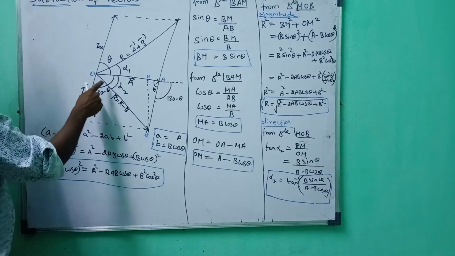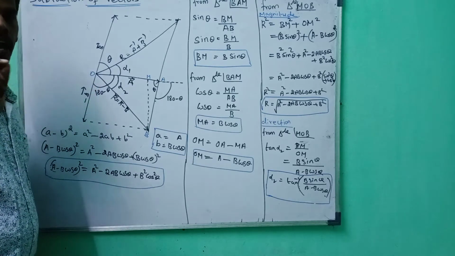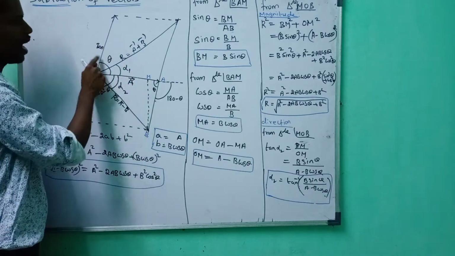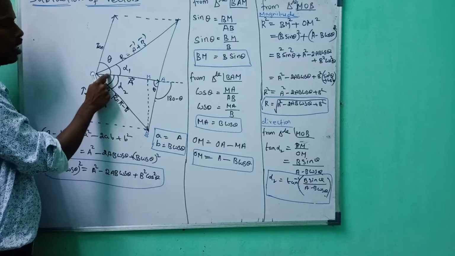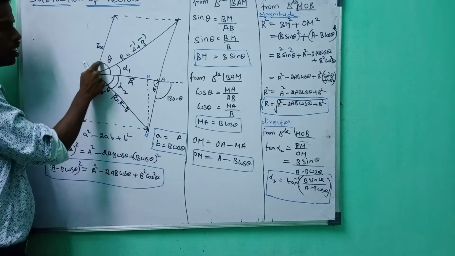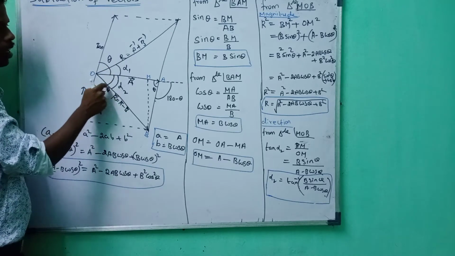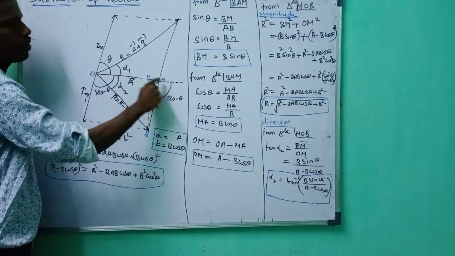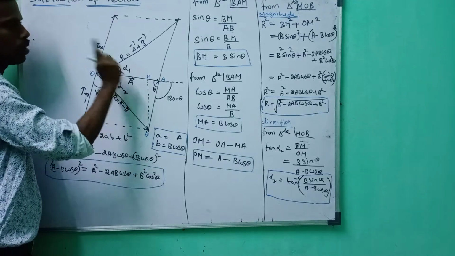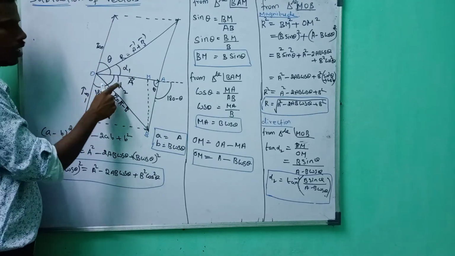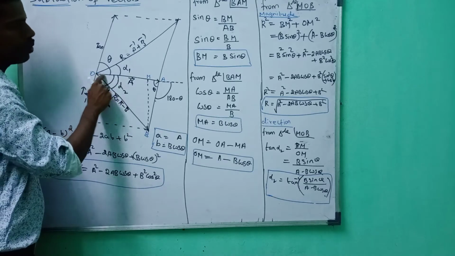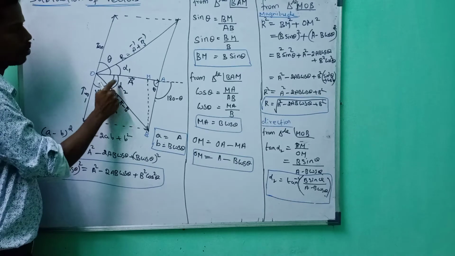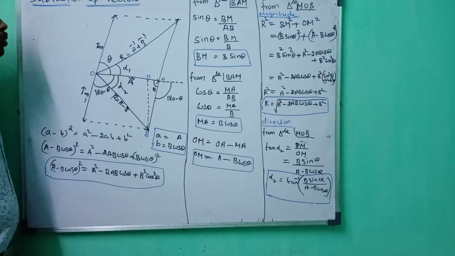Then you have to understand the angle notation. The angle between B vector and A is theta. If this angle is theta, this angle will be 180 minus theta. The angle between the A vector and the resultant vector here is alpha 1. Here, the angle between the A vector and the resultant vector is alpha 2. This is alpha 1, this is alpha 2.